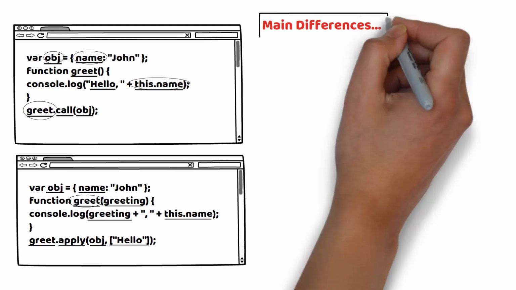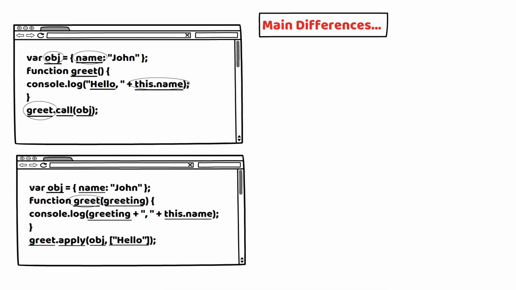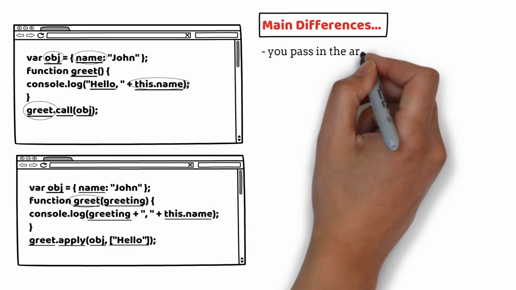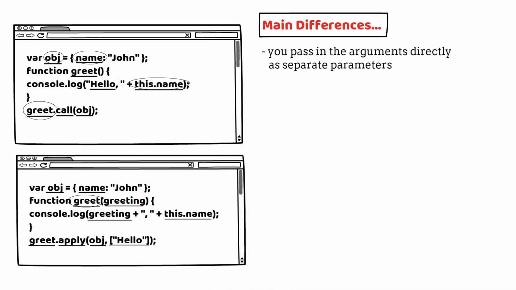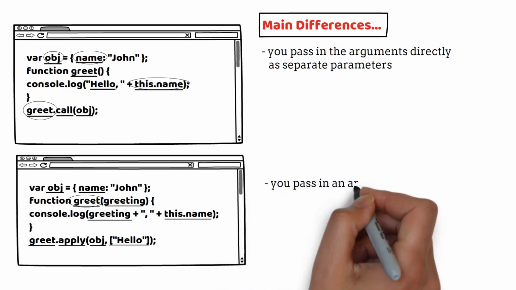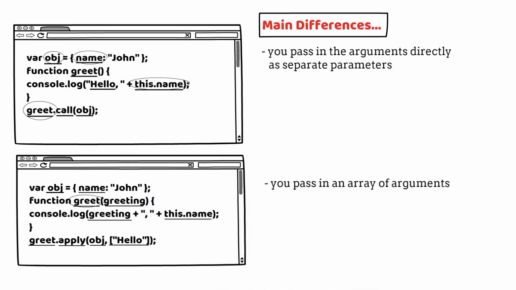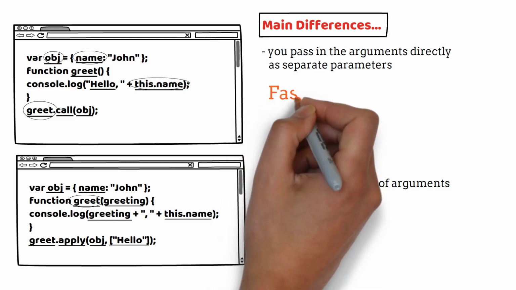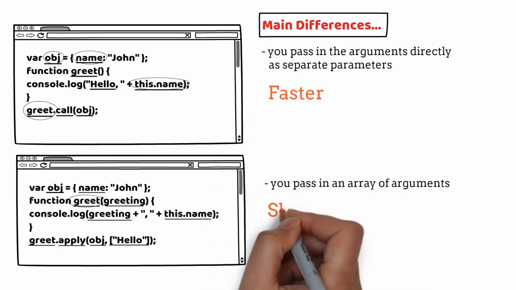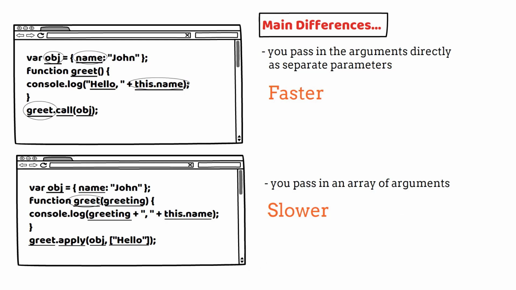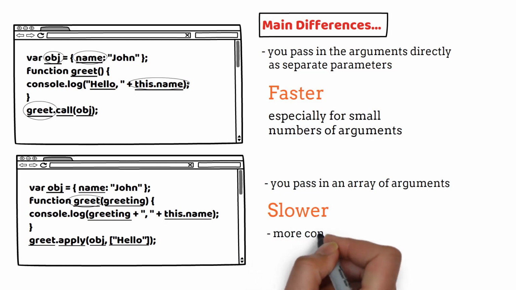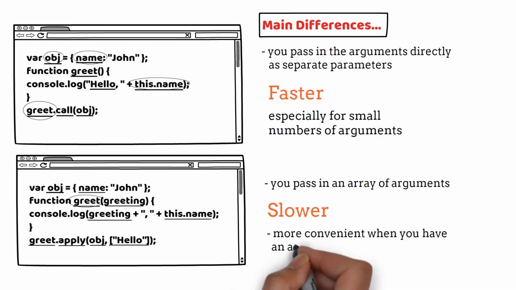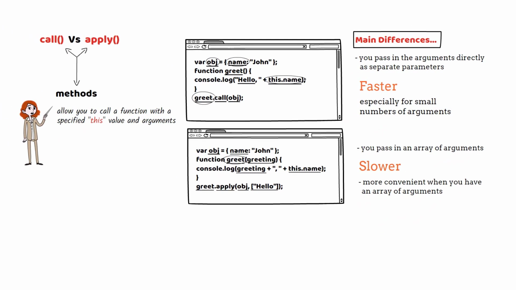The main difference is in how you pass in arguments. With call method, you pass in the arguments directly as separate parameters, while with apply method, you pass in an array of arguments. Understand? Another difference is that call method is usually faster than apply method, especially for a small number of arguments. However, apply method can be more convenient when you have an array of arguments that you want to pass in. So that's all for this video.